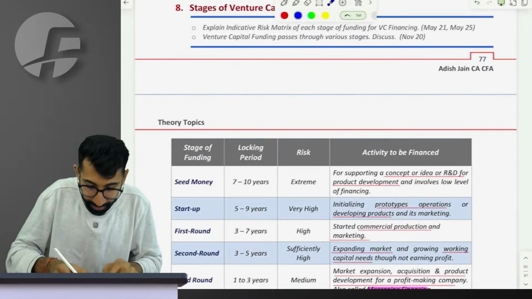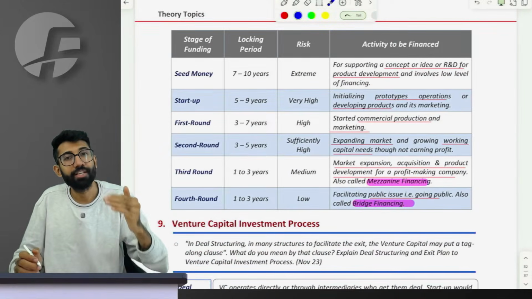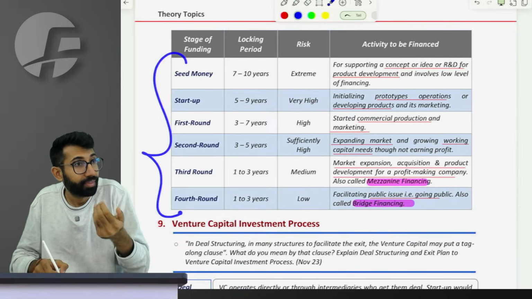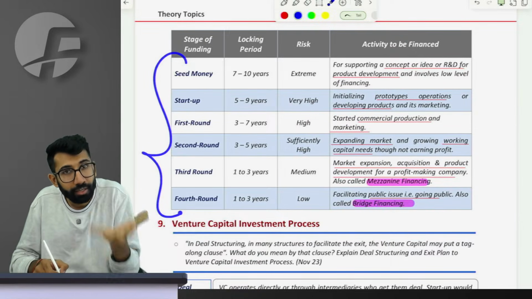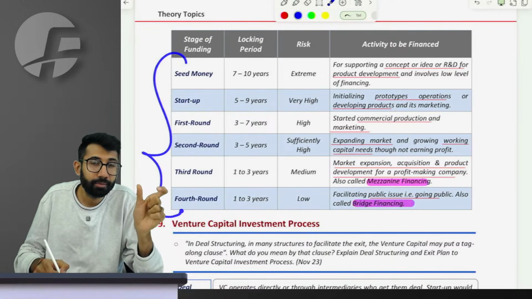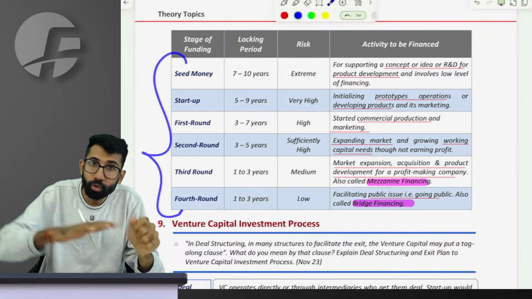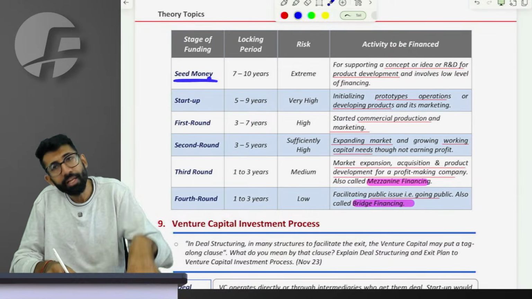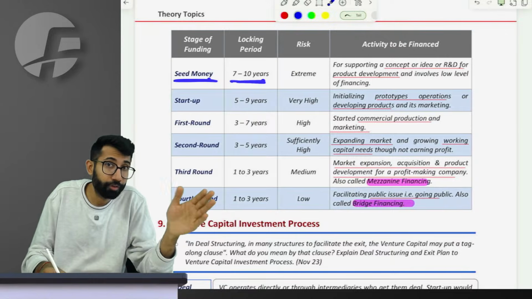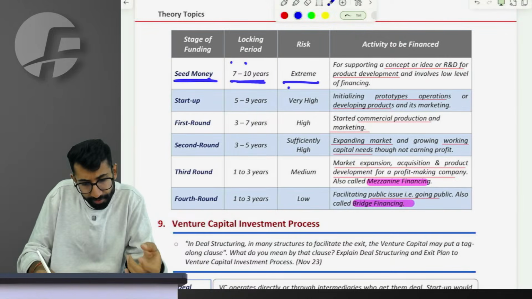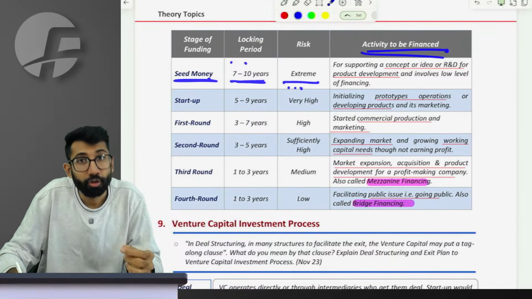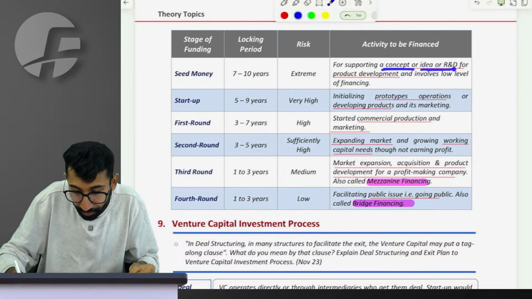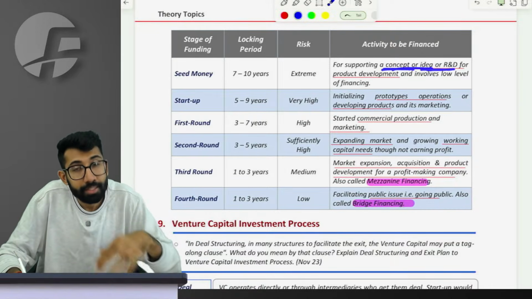Perfect. Sir, stage of venture capital financing. At what stage can the financing happen? Sir, at various stages, depending upon how initial the investment is, to how mature the company has become. There are different stages. Seed money is an extremely initial level investment, which is why the period of investment is longer, even 7 to 10 years, where the risk is extremely high. The purpose of financing at this early stage is to figure out through that fund if the idea or concept will work or not.